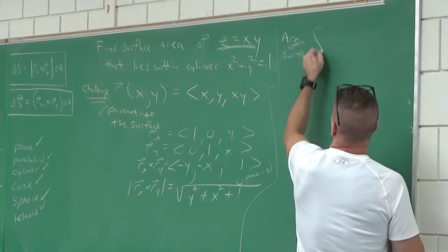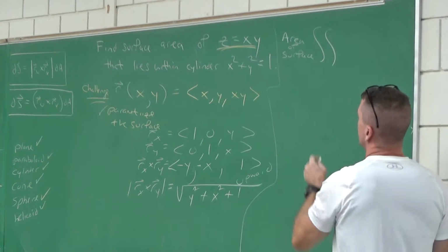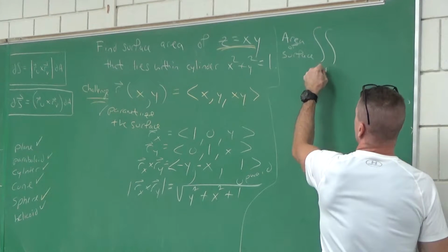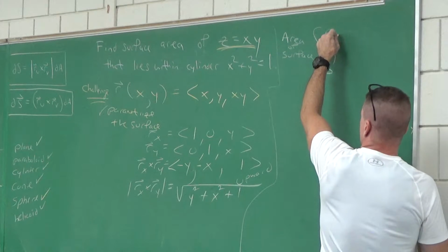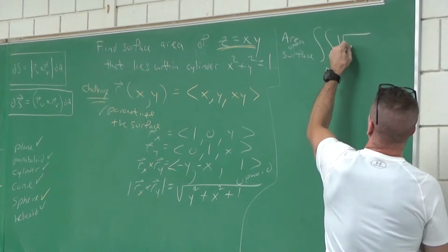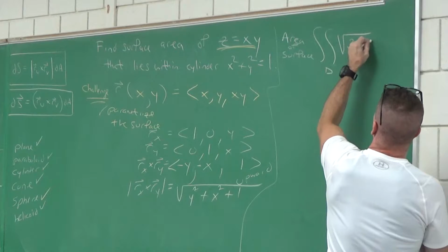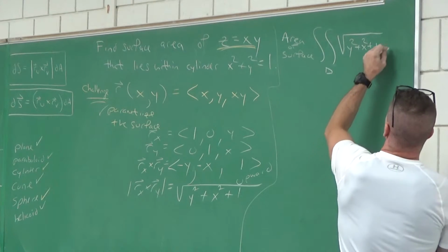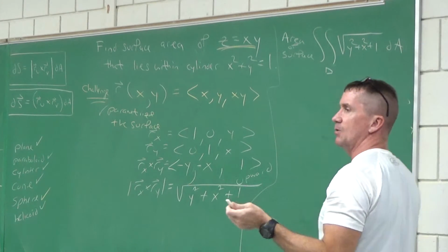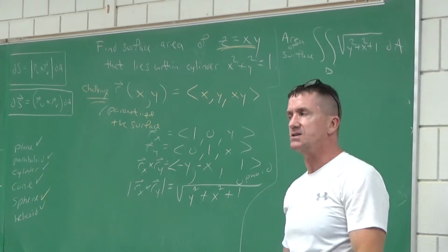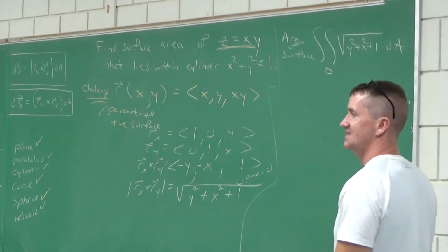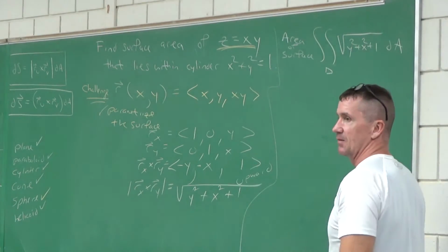You know what it is? It's the double integral. I'm just going to call this D right now. Square root of y squared plus x squared plus 1 dA. I'll let you choose whether you want to do dy dx, or if you want to go polar. But this is the start to our problem.